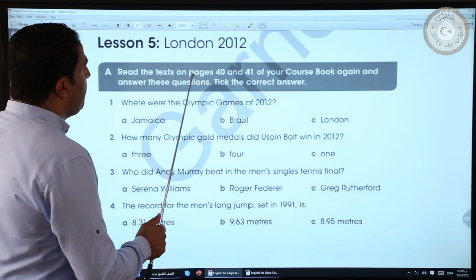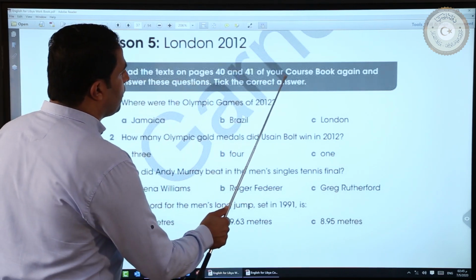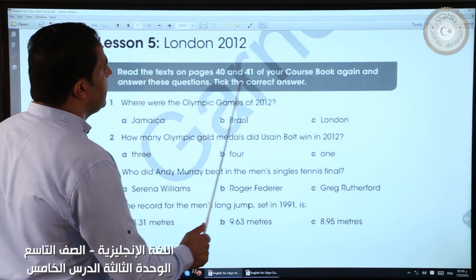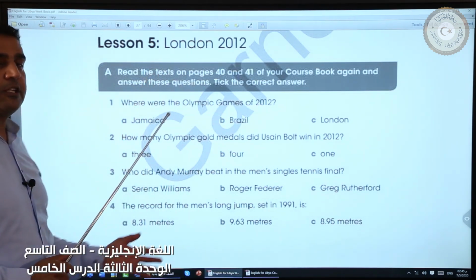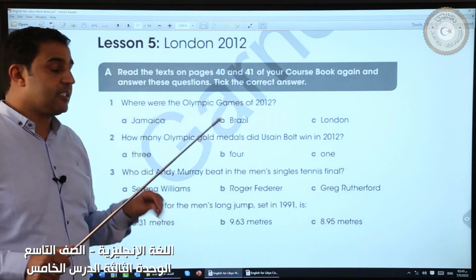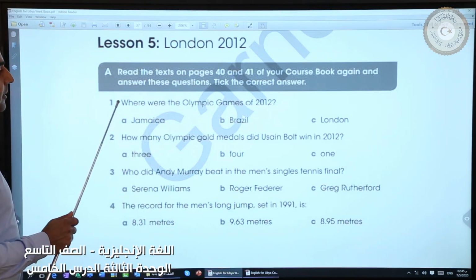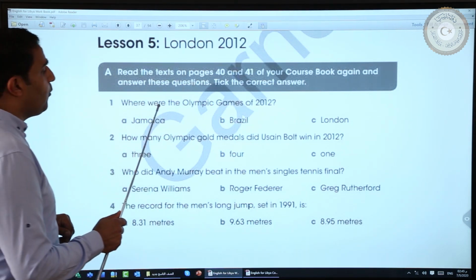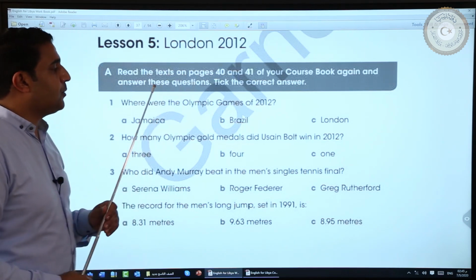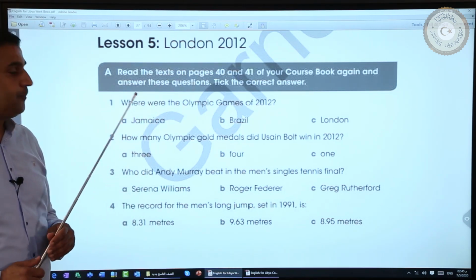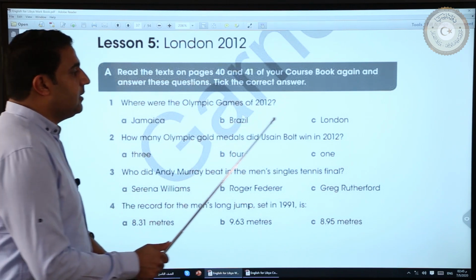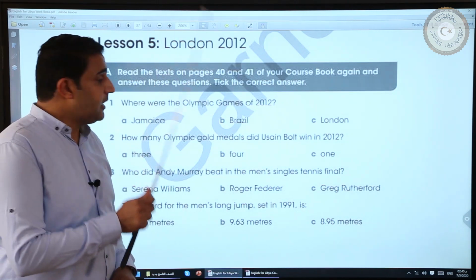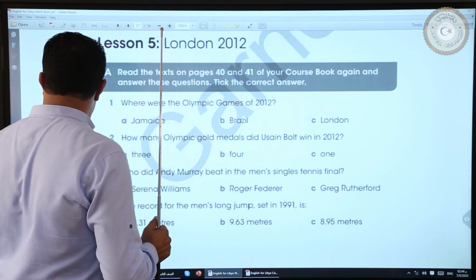Read the text on pages 40 and 41 of your course book again and answer these questions. Check the correct answer. So it's not necessary to read again, but we can check the answers from the text that we have in the course book. Number 1. Where were the Olympic Games of 2012? Jamaica, Brazil, or London? London, of course, yes.